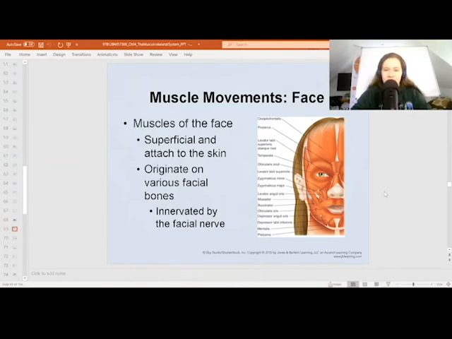Muscle movements of the face. The muscles of the face are superficial and attached to the skin, originate on various facial bones, and are innervated by the facial nerve. If you want to take a screenshot of that, you can do so right now.